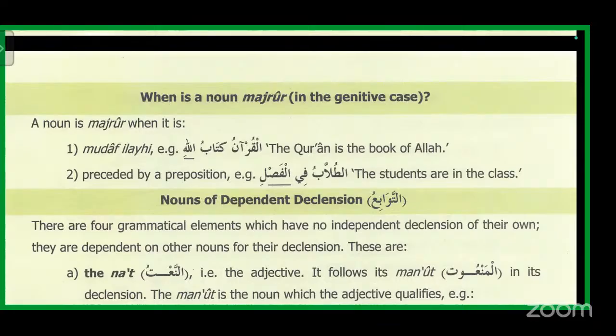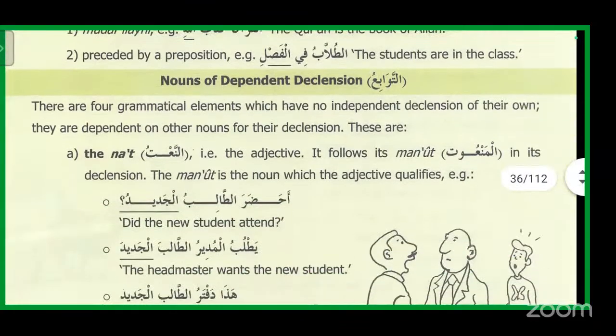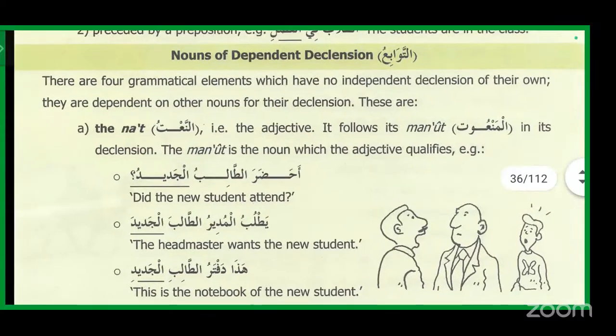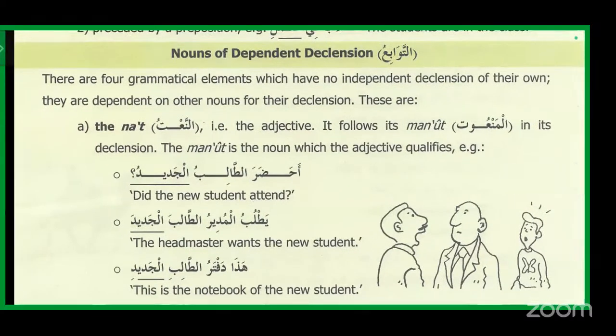Nouns of dependent declension. Tawabi'u. There are 4 grammatical elements which have no independent declension of their own. They are dependent on other nouns for their declension. These are na'tu, the na'at, the adjective. It follows man'ut in its declension. The man'ut is the noun which the adjective qualifies.